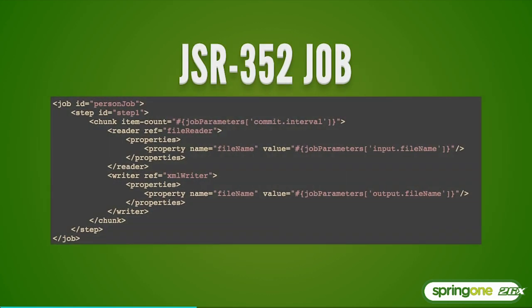The same definition with JSR-352 gets a little bigger. That's because for my reader, I have a properties collection with a property with file name, value, and then the same thing with the XML writer. Now you can see just within those 2 options, adding 2 properties, that this suddenly made my XML significantly bigger. And you can imagine, if you think about the jobs you're probably running in your own enterprises, you're going to go from 20 lines of XML to a lot more.